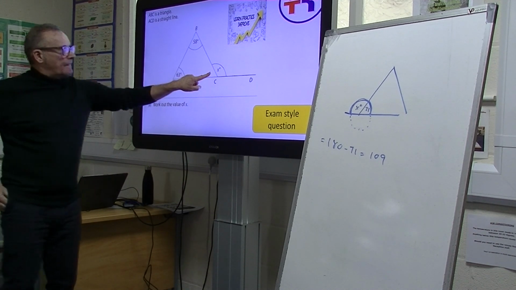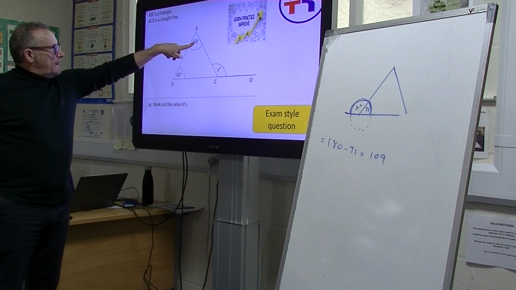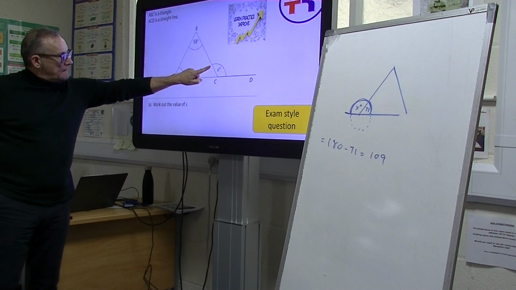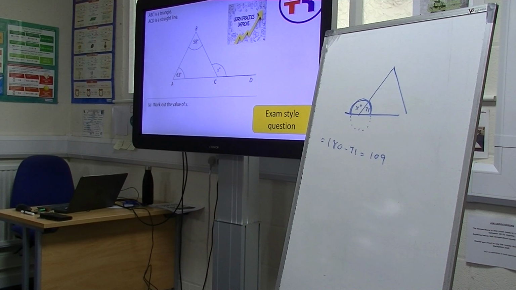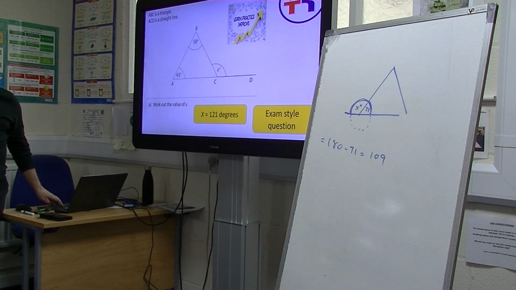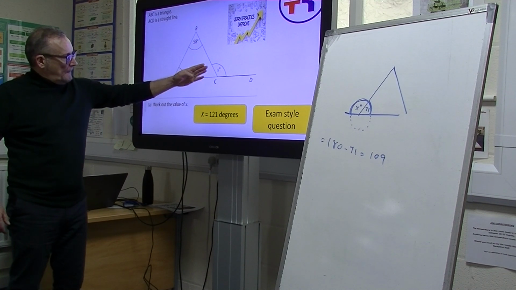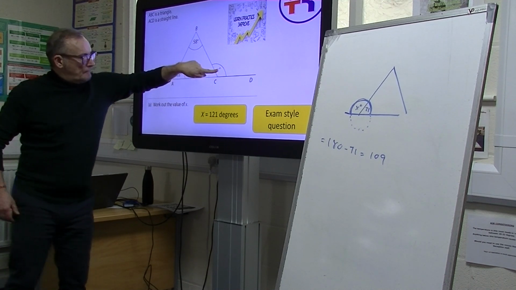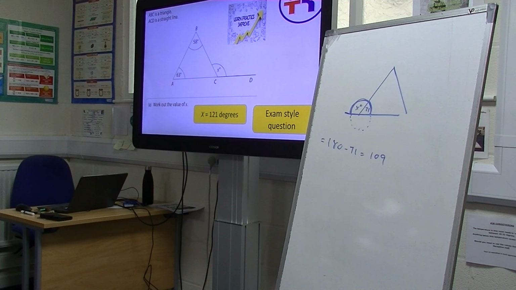Because once we've found that, we're in this situation. 63 plus 58, 121. So that means that this angle is 59. So that means that X is going to be 121. Does that make sense? In this particular one, we had to work out what that was first, which was 59. Then we know that that in total is 180. Take away the 59 for this bit, 121. We know it's right because it's bigger than 90 degrees.